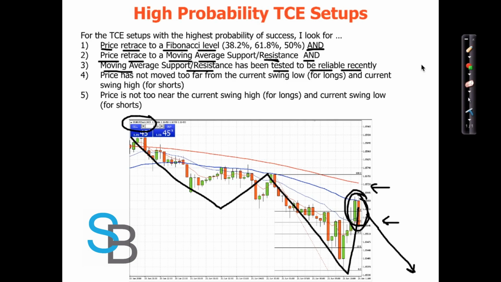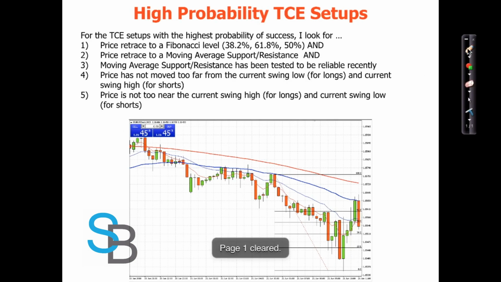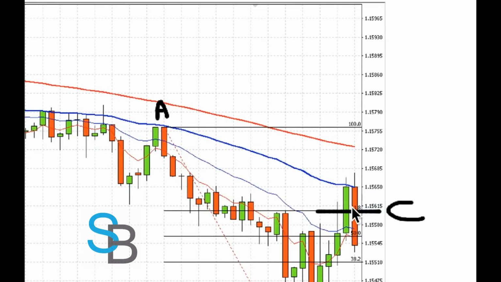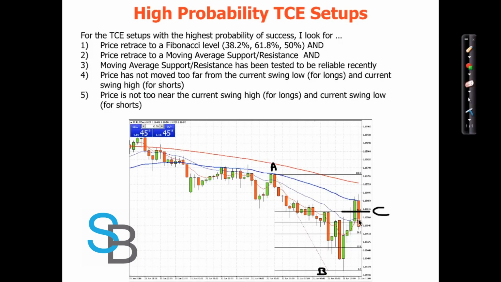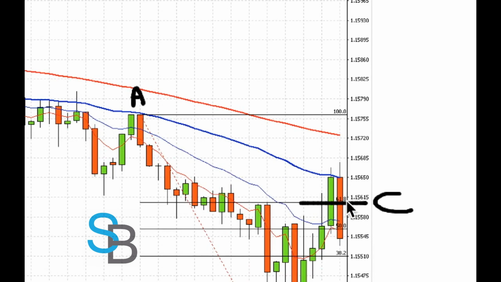Okay, so let's take a look. Does it retrace to a Fibonacci level? Yes, it does. Again, if you take this A to B, start of the impulsive wave, end of the impulsive wave, you can see that the C, which is the retracement level, is a 61.8%. Now you may say, hey, the price went above that 61.8%. Yeah, but in a way it went above and it closed back below. So it did respect, in a way, the 61.8% level.